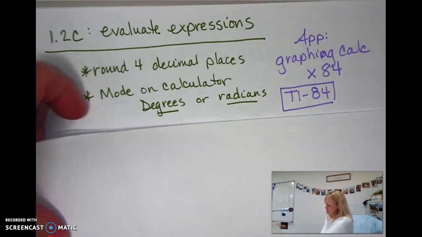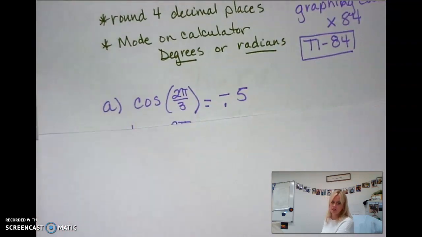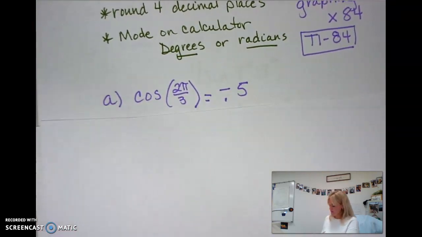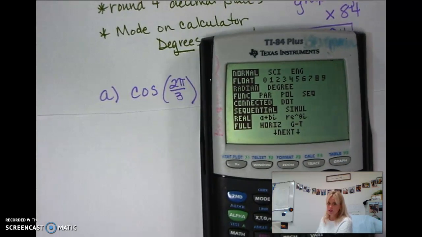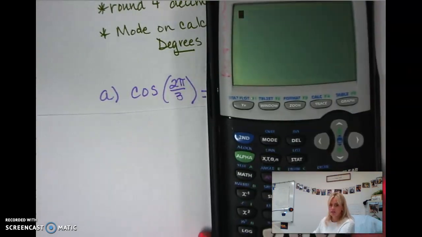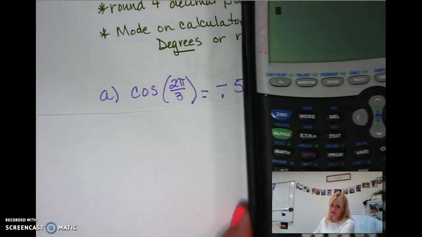So if you look at number 1 here, we are trying to find the cosine of 2 pi over 3. As soon as I see the pi symbol, I know that I am in radians. So I'm going to make sure radians is highlighted, and then I can proceed by typing in the cosine of 2 pi divided by 3, hit enter, and I get negative 0.5. Okay?